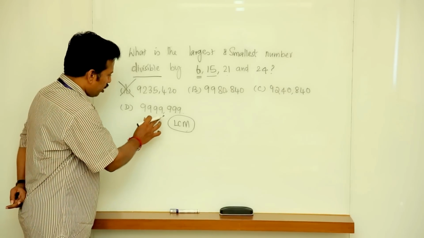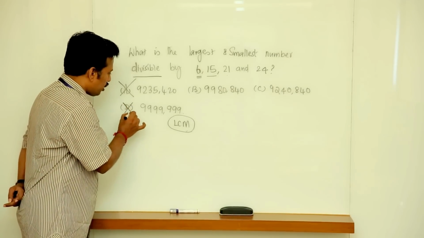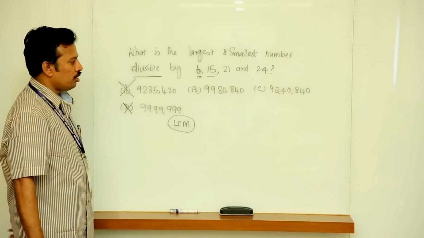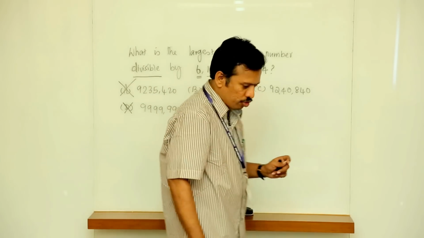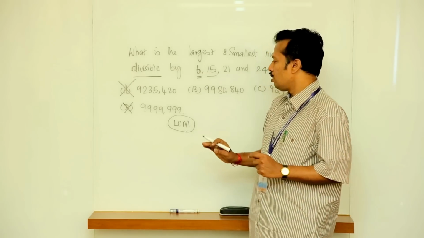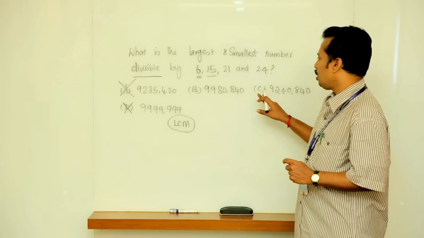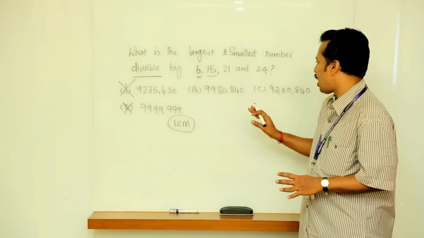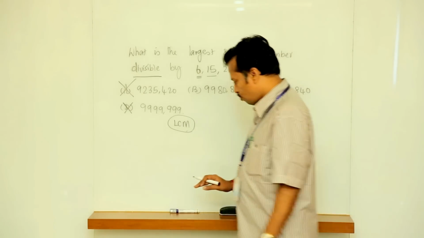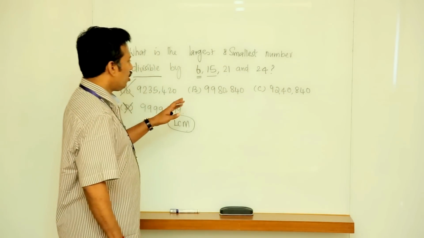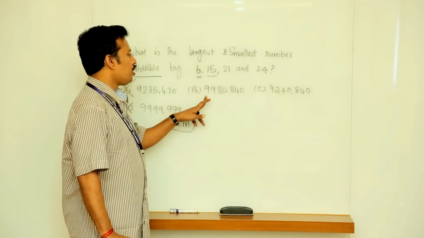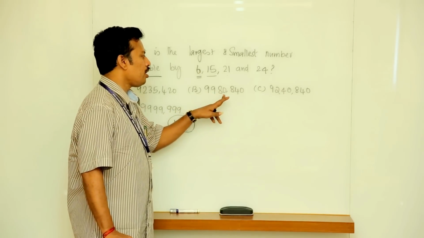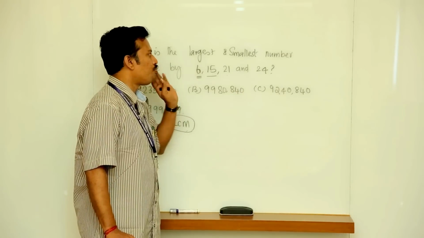Also, you can eliminate 9,999 and 999. So two of the options are eliminated directly. Out of the remaining two, one is exactly correct. Which is that? That you need to analyze. For that, there is a simple technique. The second option given here is 9,980 as well as 840.